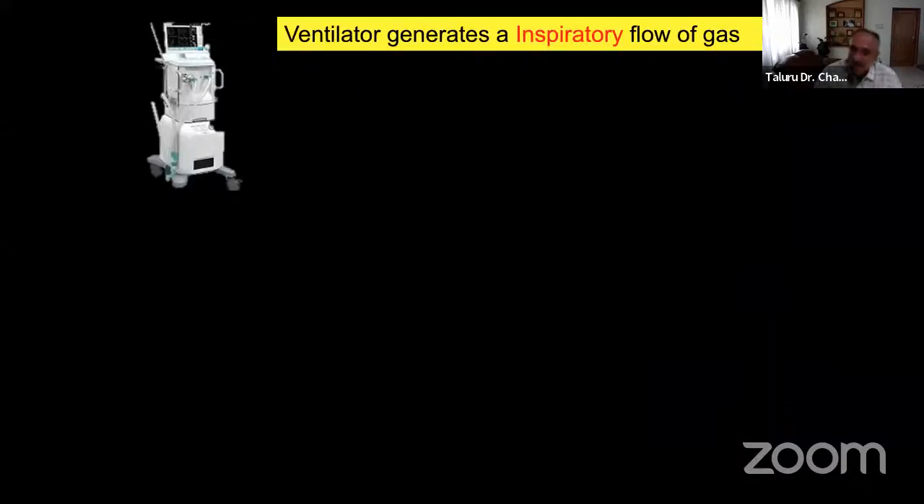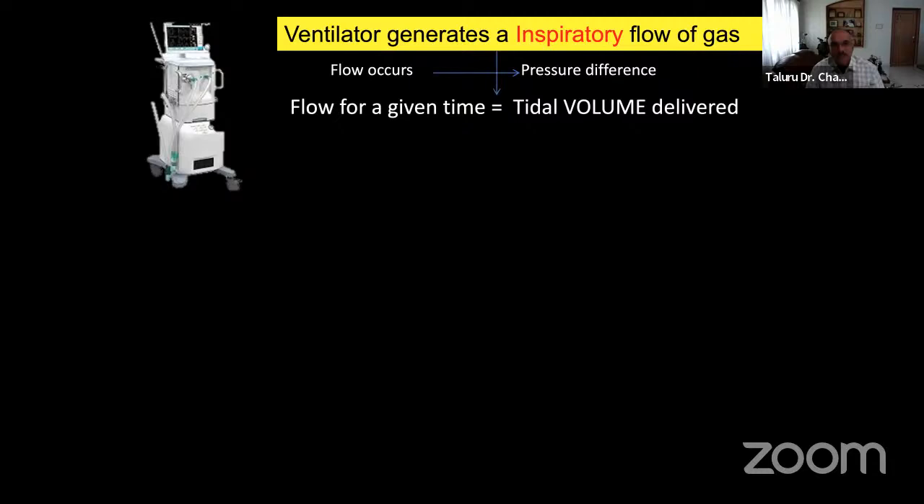So what does a ventilator generate? A ventilator generates an inspiratory flow of gas. That is the only thing it does. And flow occurs only when there is a pressure difference. In normal breathing, the diaphragm contracts. Here the airway pressure by the ventilator at the mouth is being increased so that there is a pressure difference between your alveoli and the airway. There is a flow. So a pressure difference has to be attained, either by negative pressure or positive pressure. Because it is a positive pressure, we call it positive pressure ventilation.